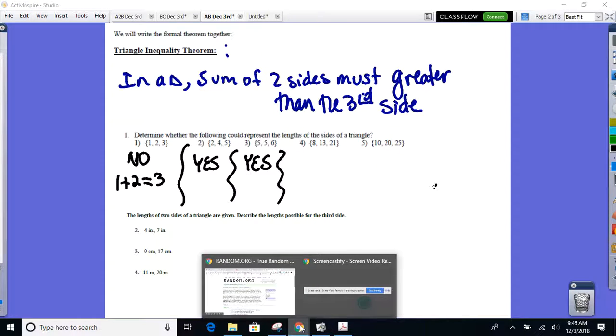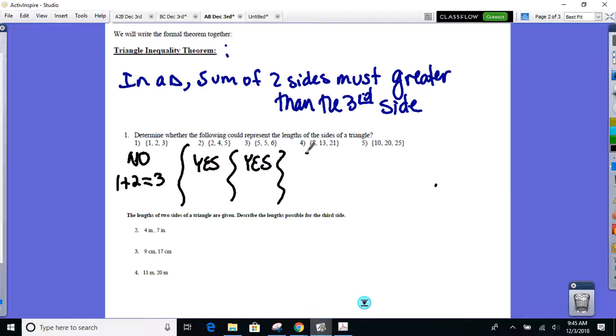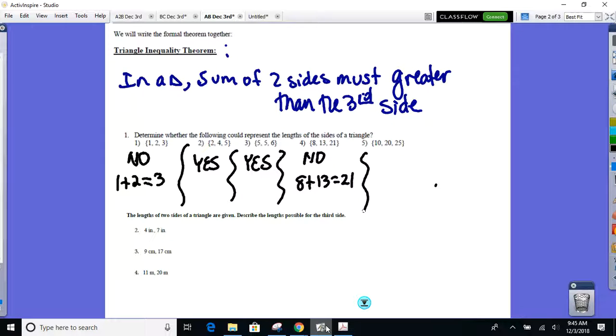All right, next one here. 8, 13, 21. Is that going to be good enough? Why not? Yep, it equals 21. It should be bigger than that one. And then finally, 10, 20, 25. What do you got for me? Yep. So we're good to go. Any issues determining the triangle or not?